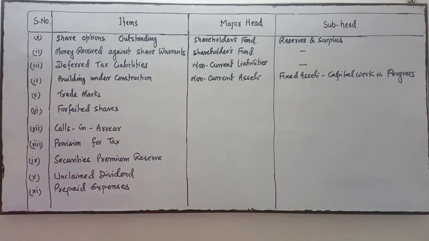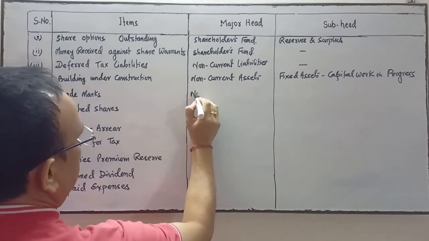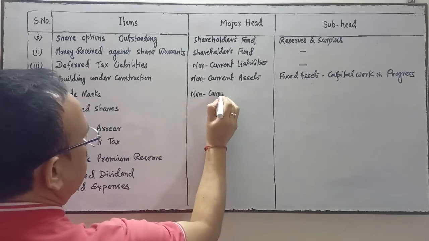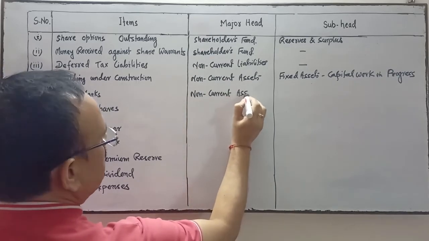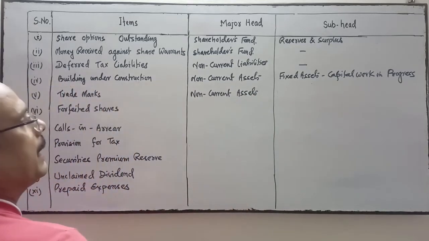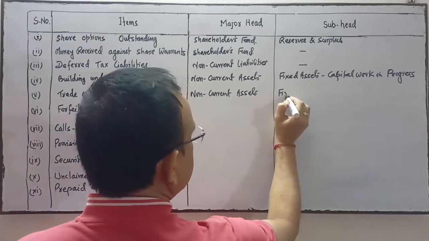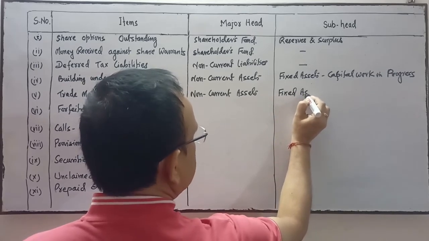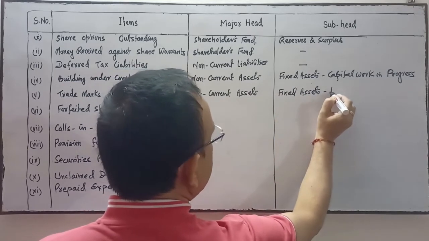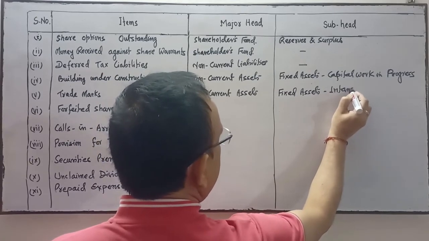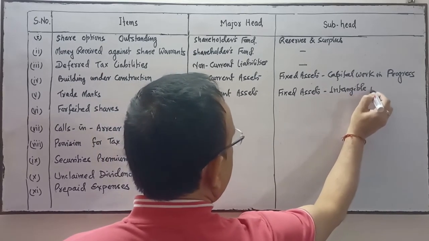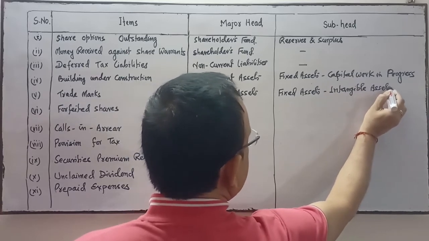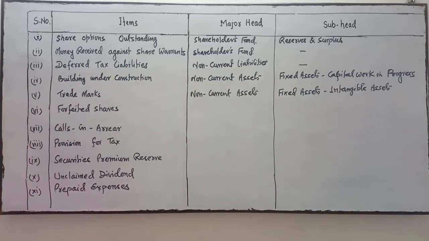Next is trademark. Trademark comes under the non-current assets, and it comes under the fixed assets. It's an intangible asset. Okay, under fixed assets it's an intangible asset. Is it clear?